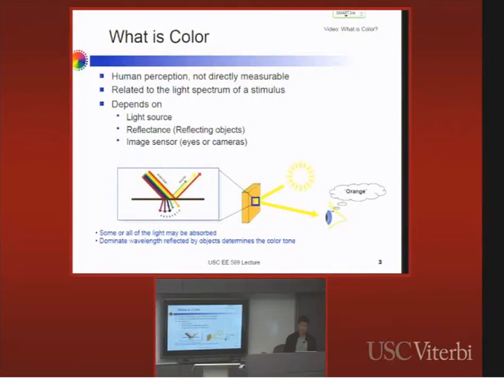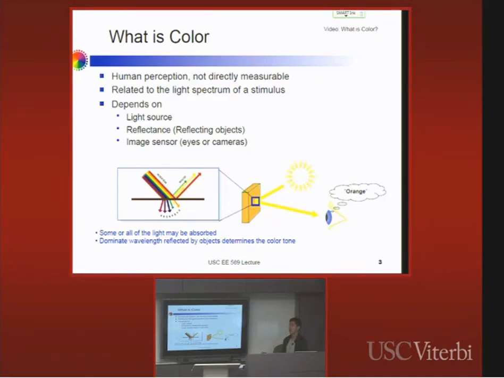All right. First, we're going to talk about what is color. So color is not an objective measure. It's actually a human perception, so it's actually not directly measurable. And what color a human being actually perceives depends on 3 different things.